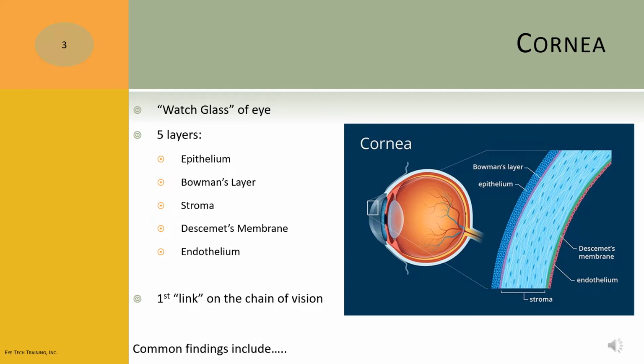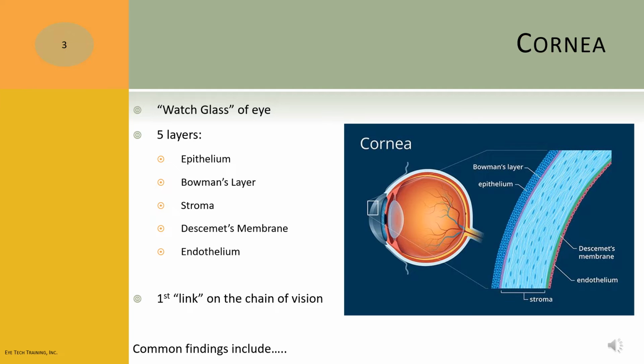Next up, we have the cornea. I always tell new technicians to think of the cornea like the watch glass of the eye. It is the dome on the outer front part of the eye. There are 5 layers to the cornea. The epithelium is the outermost layer towards the front.